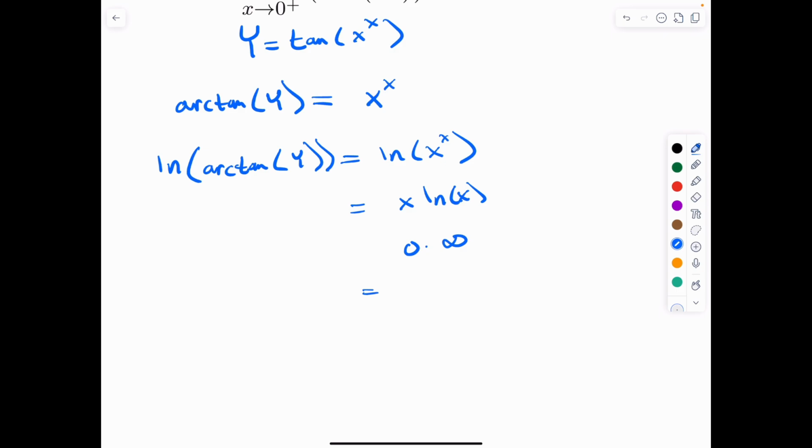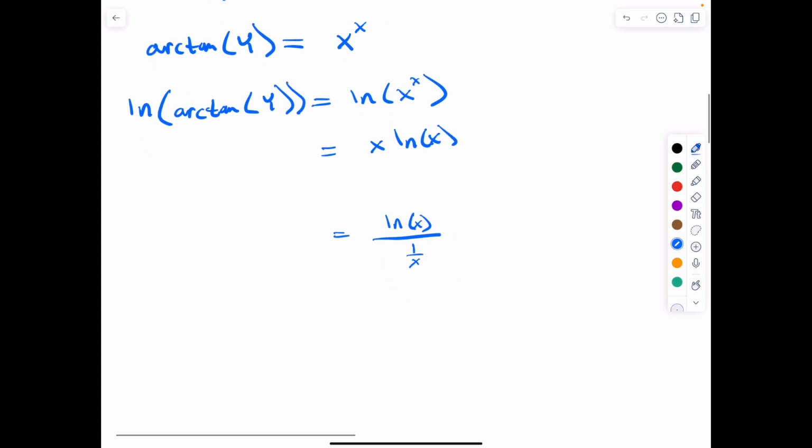In this case, I'm going to do this. Natural log of x divided by 1 over x. Let's get rid of that because it's not really correct. And so that's what I'm going to do the limit. So I'll do the limit as x approaches 0 from the top of the natural log of x over 1 over x. So let's do our derivatives.